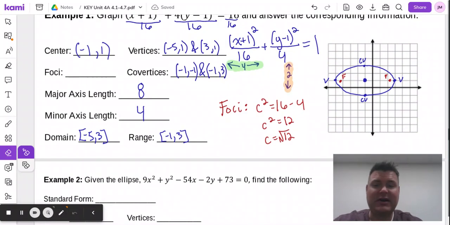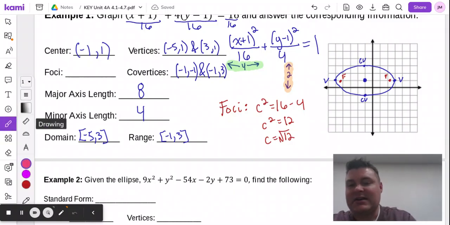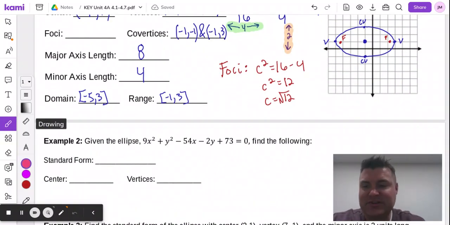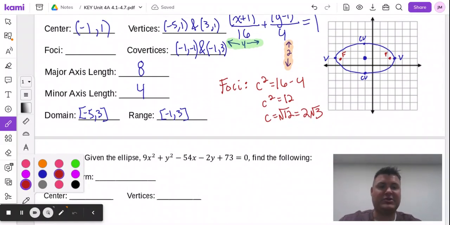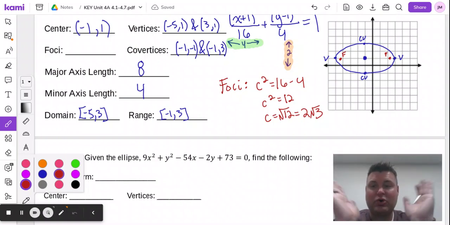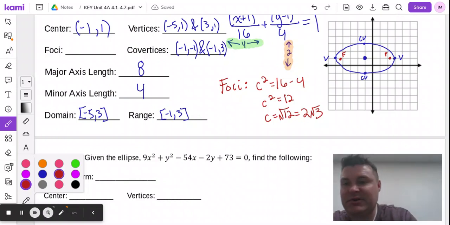Okay. Anyway, back to foci. That's what that is. Now, real quick, let's reduce this because it looks prettier if it's reduced. Isn't that just 2 root 3? So all we're going to do to label the foci is start at the center and only go right and left. So we're only affecting the -1. So we're going to go -1, and I'm going to go right and left over that.